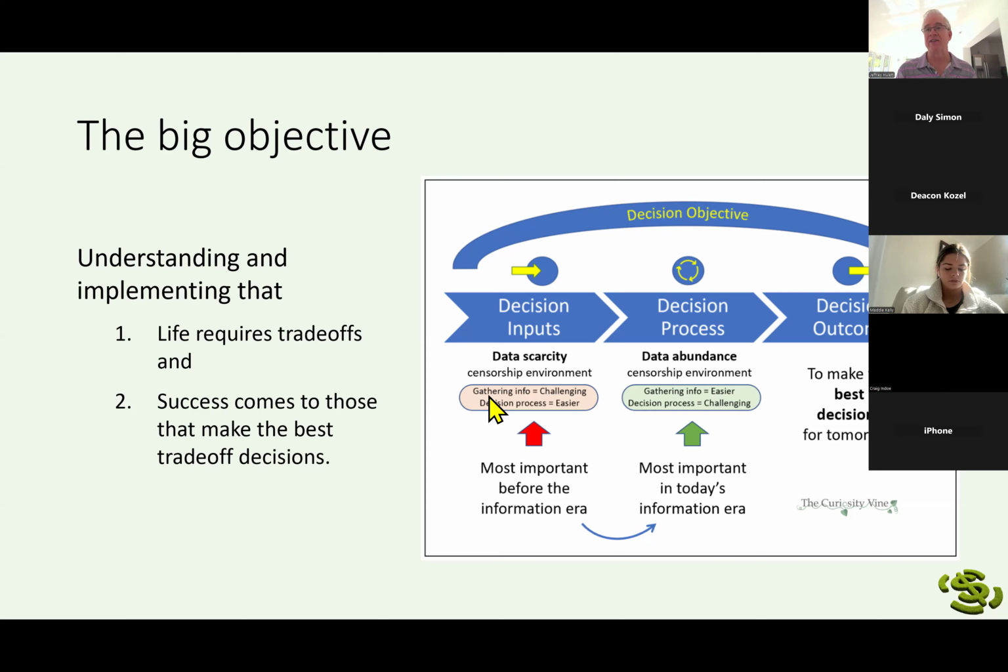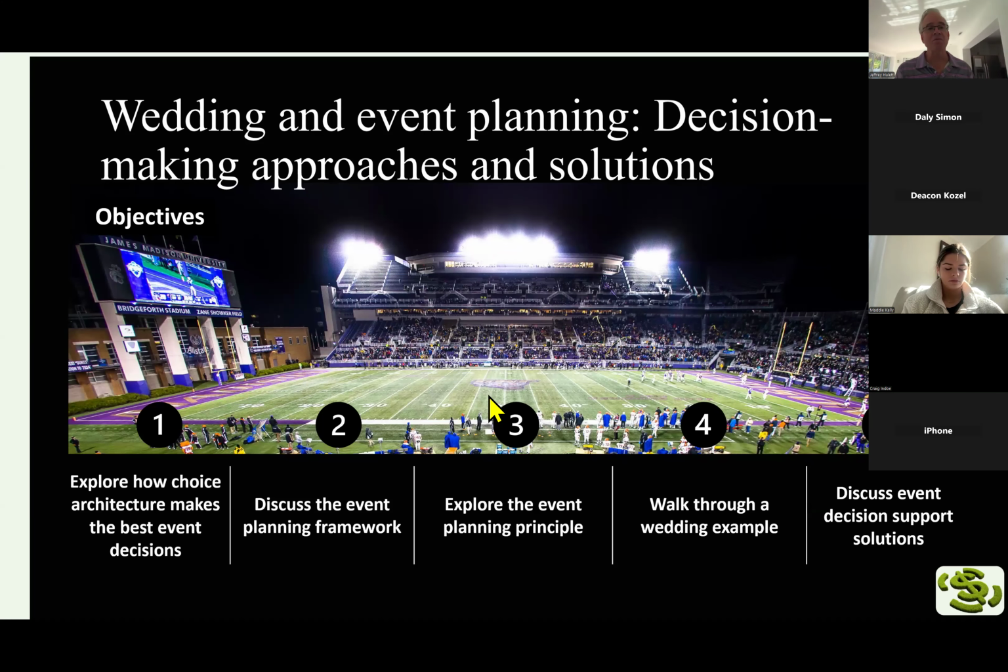So let's go ahead and talk about our objectives for today. We're going to explore how choice architecture makes the best event decisions. Again, our choice architecture is Definitive Choice. You can actually use other ones; there are other ones on the market, but certainly now that you're used to Definitive Choice, that's a good one to use. We're going to walk through the event planning framework, which is again more generalized. We're also going to talk about some of the research around this and really how emotions play into event planning as well. We're going to explore the event planning principle, which kind of plays into the emotional side of it that I made reference to.